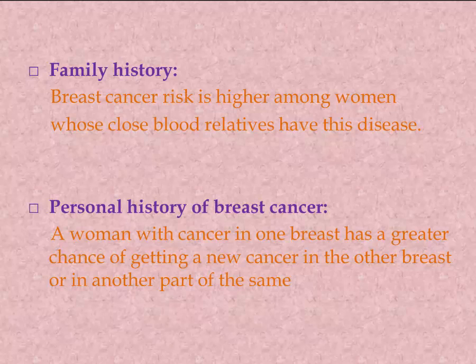Family history: breast cancer risk is higher among women whose close blood relatives have this disease. Personal history of breast cancer: a woman with cancer in one breast has a greater chance of getting a new cancer in the other breast or in another part of the same breast.